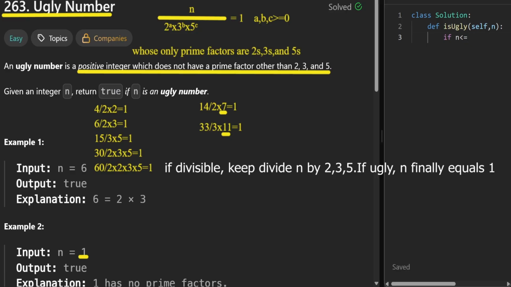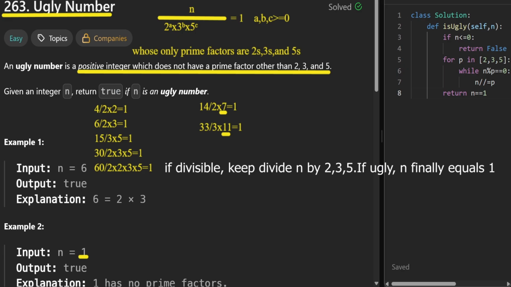If n is not positive, it's not ugly. Now we check prime factors 2, 3, and 5 because an ugly number cannot have any other prime factors. As long as divisible, keep dividing n by 2, then 3, then 5, and update n. Note that we use integer division to keep n as an int, not a float. After removing all factors of 2, 3, and 5, if any, n should be 1 if it is an ugly number. And that's it, clean and simple, perfectly matching the math we discussed earlier.